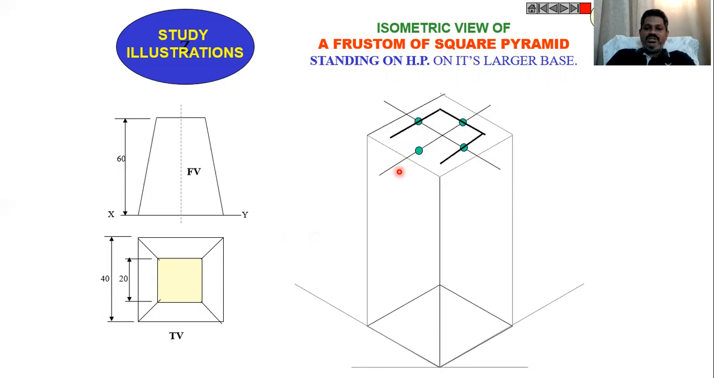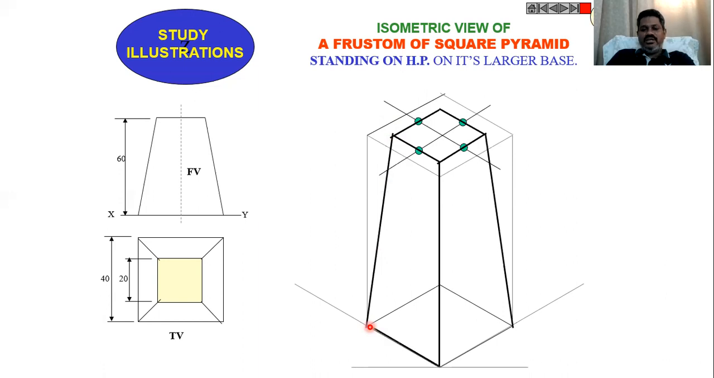Then join all those points. Then join this corner to the bottom corner like this. Then join this point and this point. These two edges we cannot see, so these two edges must be dotted lines. So this is the isometric view of a frustum of a square pyramid. This is the way we need to draw the isometric views from the given orthographic views.